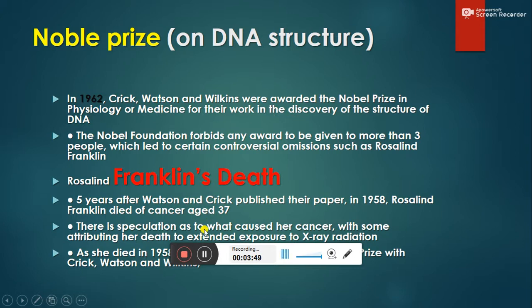The Nobel Foundation forbids any award to be given to more than three people, which led to certain controversial omissions, such as Rosalind Franklin. Five years after Watson and Crick published their paper in 1953, in 1958, Rosalind Franklin died of cancer at 37. There is speculation as to what caused her cancer, with some attributing her death to extended exposure to X-ray radiation.